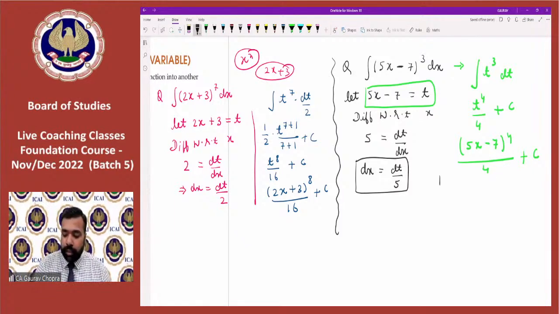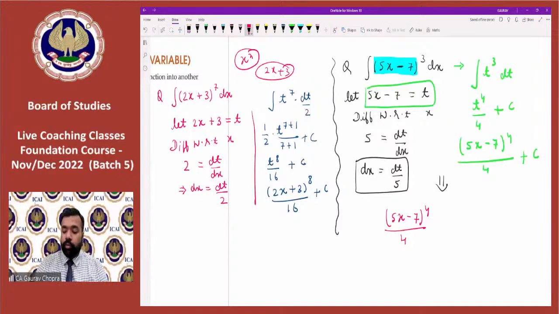We are applying the shortcut on the second question first. Since we have to integrate (5x minus 7) to the power of 3, first of all, we will treat the complete value as x. So what will happen? x to the power of 4 divided by 4. So we will write this as (5x minus 7) to the power of 4 and then divided by 4.